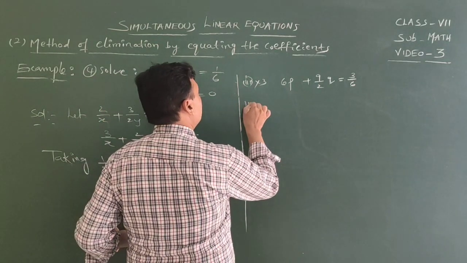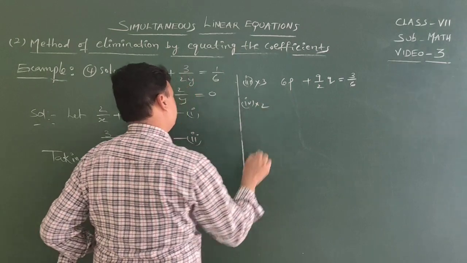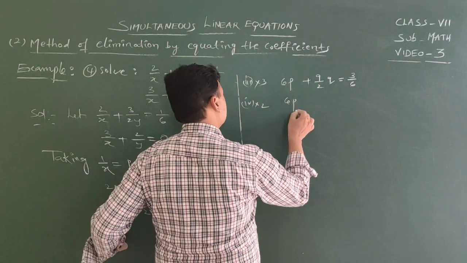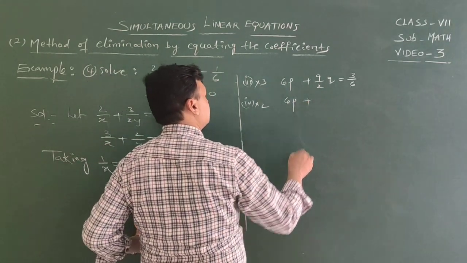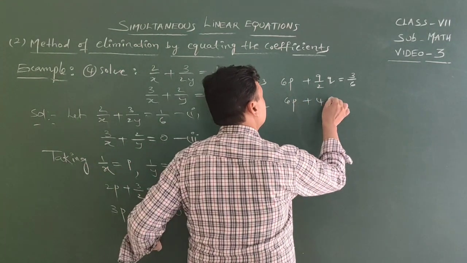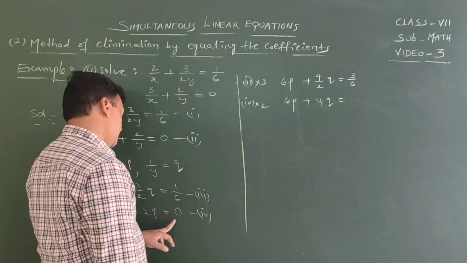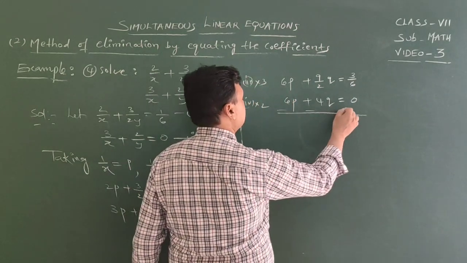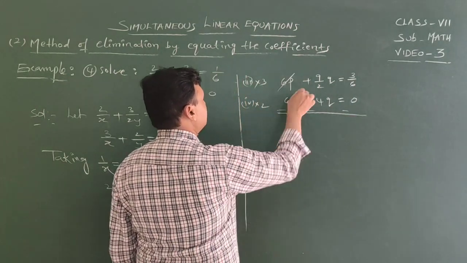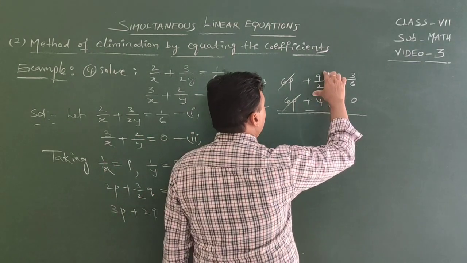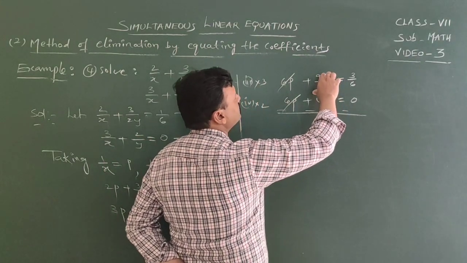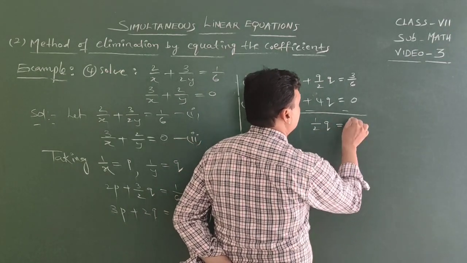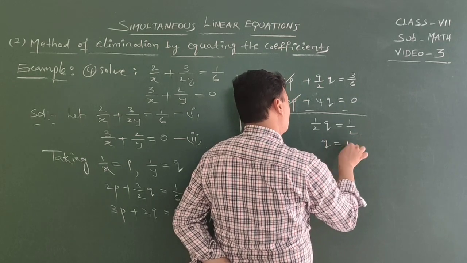Next equation 4 by 2. 3 to 6 plus 2 to 4, 0. Same sign, subtract. 6p get cancelled. 9 by 2 means 4 and half minus 4 means half q equal to 1 by 2, means q value 1.